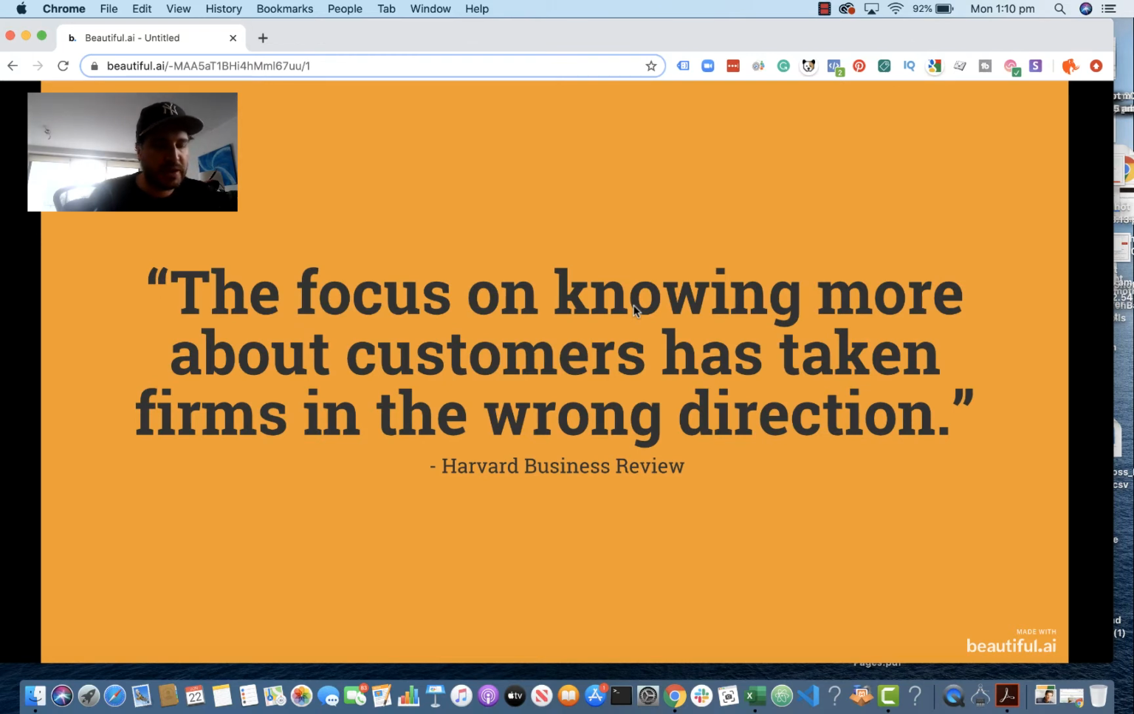So there's this quote from the Harvard Business Review saying the focus on knowing more about customers has taken firms in the wrong direction. So what they mean by that is they're actually looking at the wrong things. They're looking at the wrong motivations for why people are actually buying, and they're not looking in the right places. They're not asking the right questions. They're not asking why a customer is buying something as opposed to who that customer is.